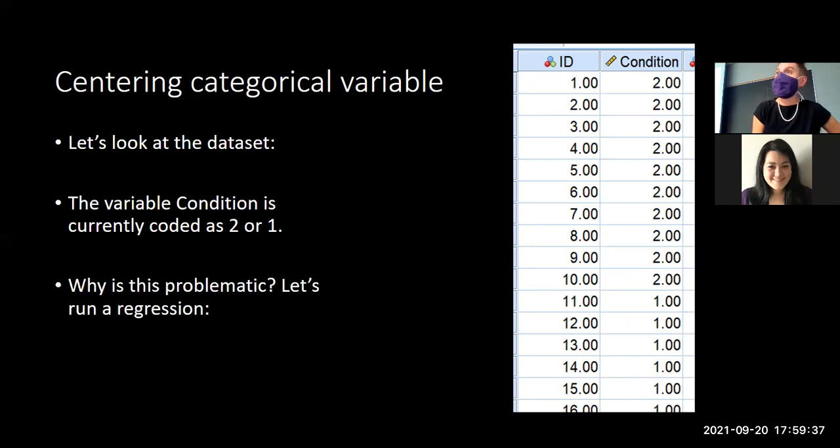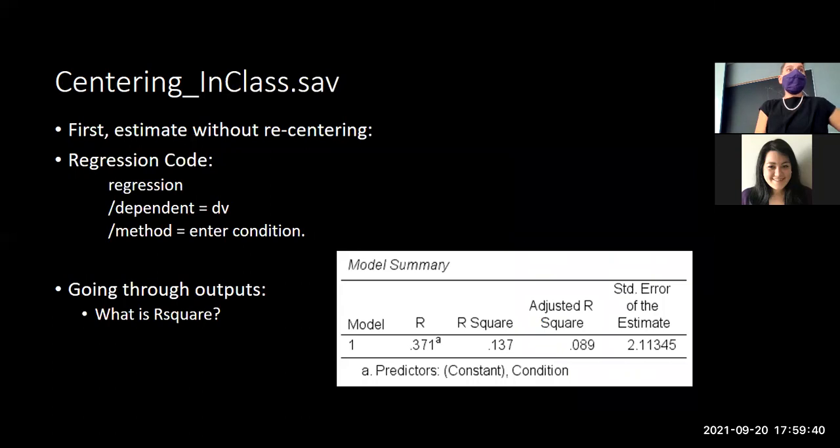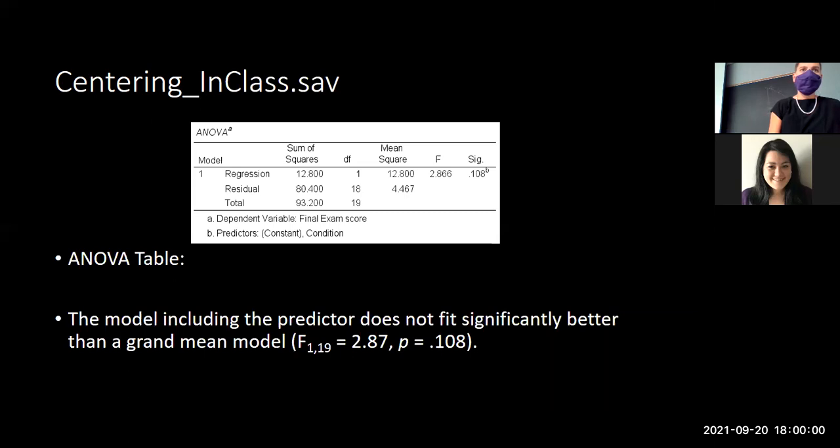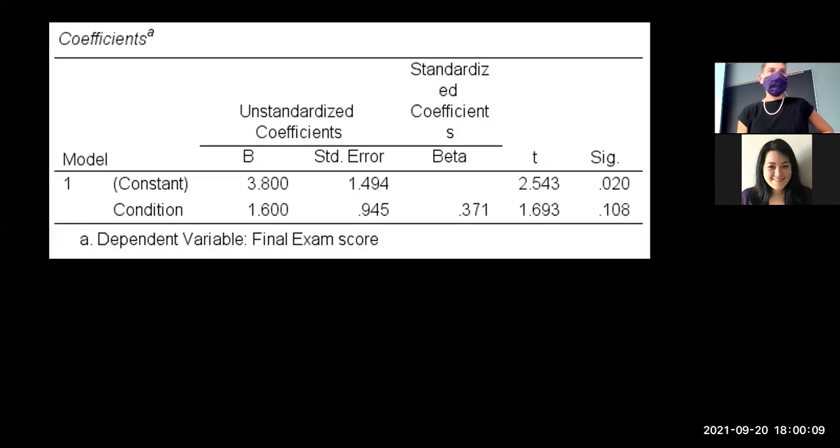It's problematic that it's scored as 2 and 1, because if I run a regression, in this case, my R squared here is 0.137. My F test is telling me that I have not significantly decreased the error in my model by including that.